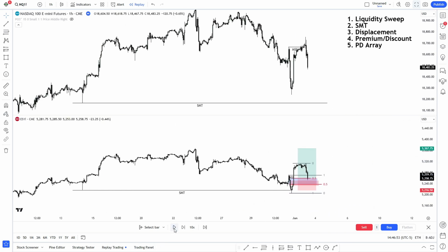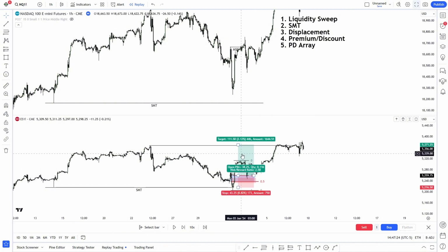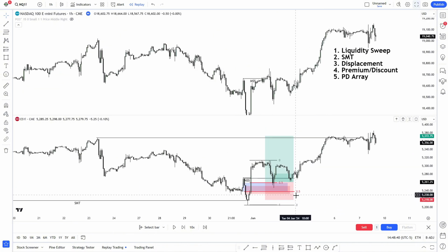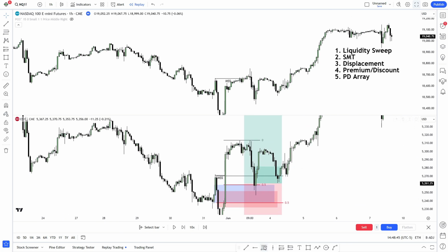And now if I let price play out, as you guys can see, we hit take profit just like that. Now guys, if you didn't want to enter off of an hourly time frame, that's fine, because we can drop into a lower time frame and look to target these highs instead right here.